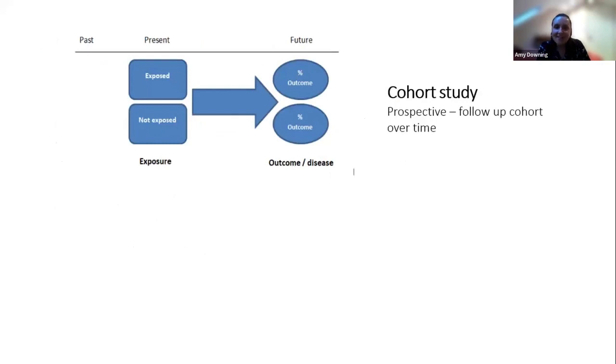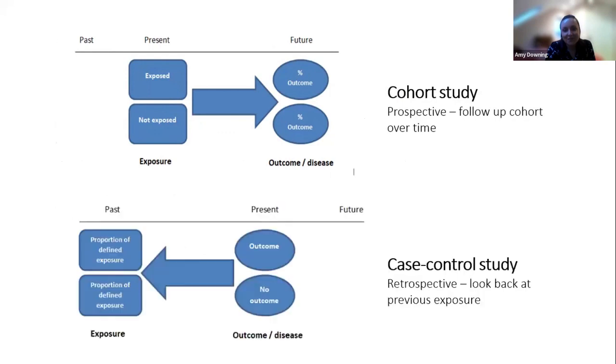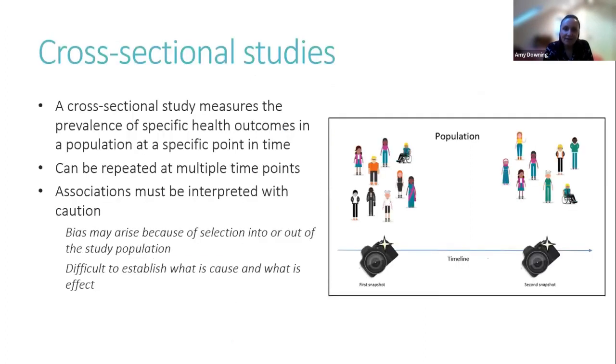So just to highlight these two types of study and their differences. The cohort study is where you're following up a cohort over time and looking at the outcomes in the future. Whereas the case control study is where you're looking back, you have people with a disease and you're looking back at their previous exposure.